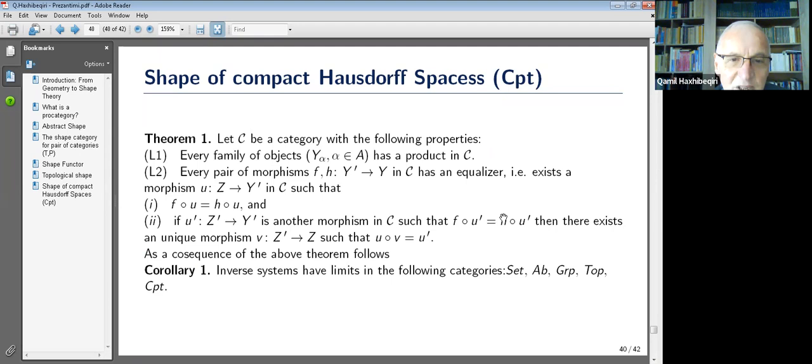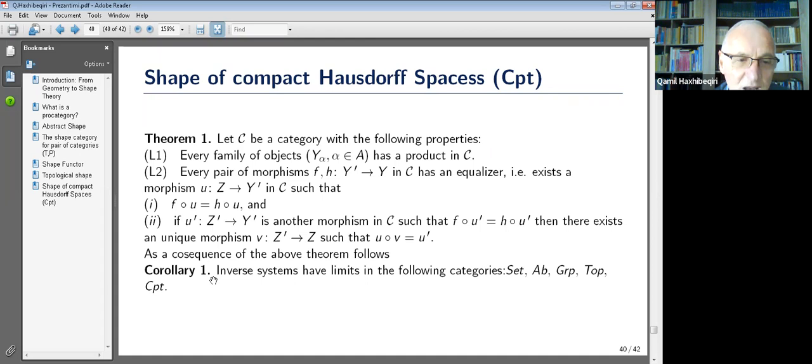Let C be a category with the following properties. Every family of objects X_α has a product, which is an object in C. And every pair of morphisms F, H from Y' to Y in C has an equalizer, which means that there exists a morphism U from Z to Y' in C such that the composition of F with U is equal to the composition of H with U. And if U' is another morphism in C with the same property, then there exists a unique morphism V such that this equivalence holds. As a consequence of the above theorems, we have the corollary.